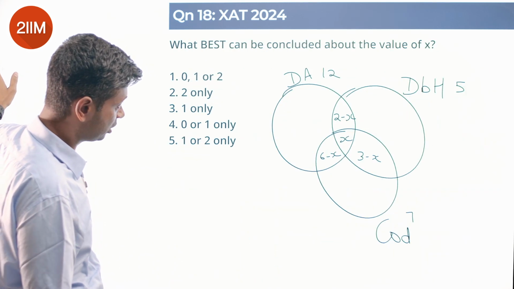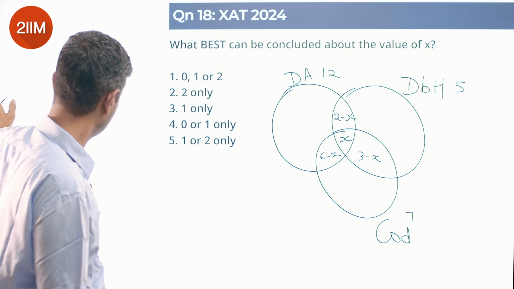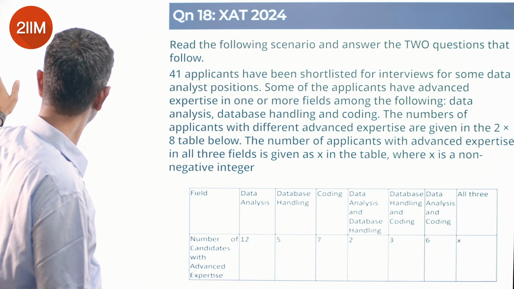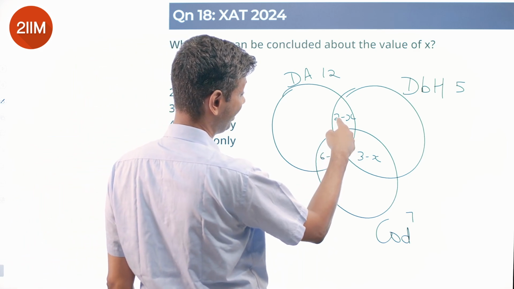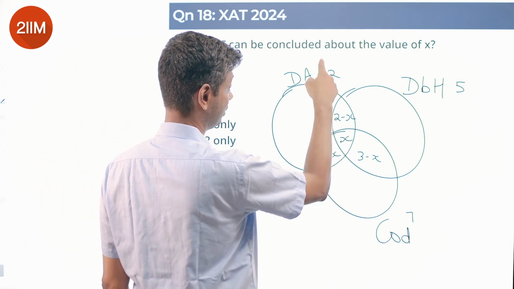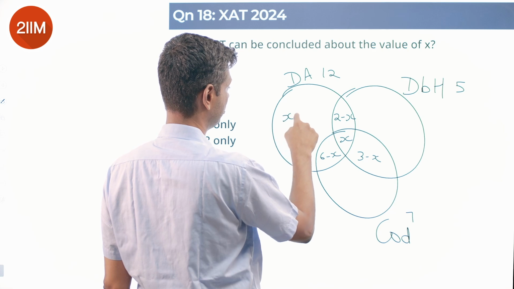3 minus x. 6 minus x. Right, now I can fill everything else up. So I add these two to 6. 6 plus 2 minus x is 8 minus x. So x plus 4.